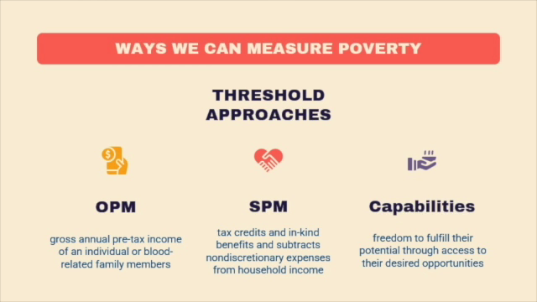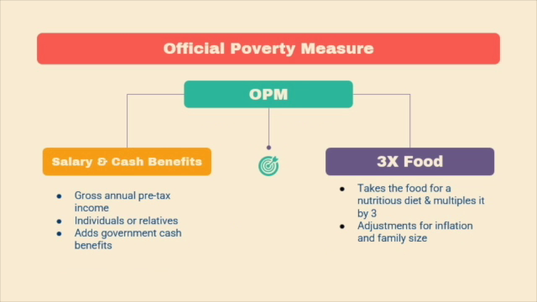These methods include the official poverty measure, known as the OPM, the supplemental poverty measure, known as the SPM, and the capabilities approach. To begin, the OPM is the official poverty measure in the United States, which takes the gross annual pre-tax income of single individuals or related individuals in a household from salary and cash benefits. The threshold for the OPM is set at 3 times the amount of food necessary to maintain a nutritious yet simple diet. The only adjustments made on the OPM are for inflation and family size.